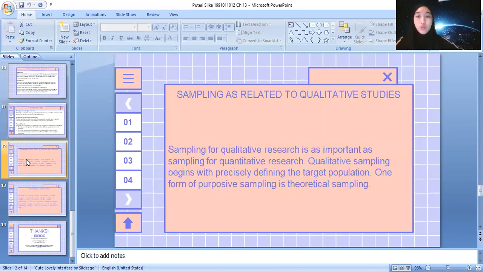Sampling as related to qualitative studies. Sampling for qualitative research is as important as sampling for quantitative research. Qualitative sampling begins with precisely defining the target population. One form of purposive sampling is theoretical sampling.